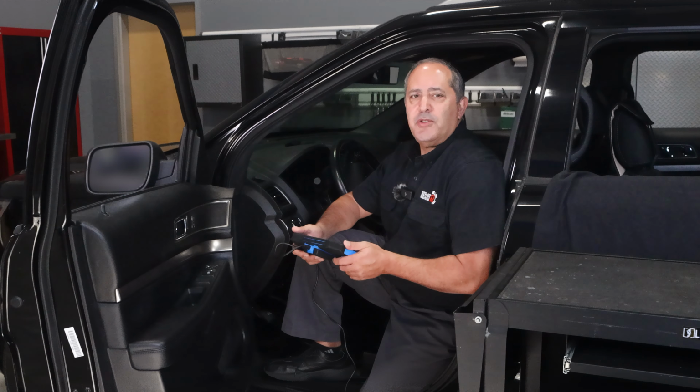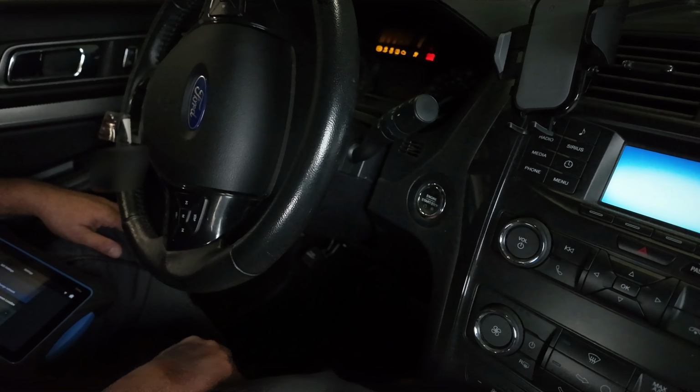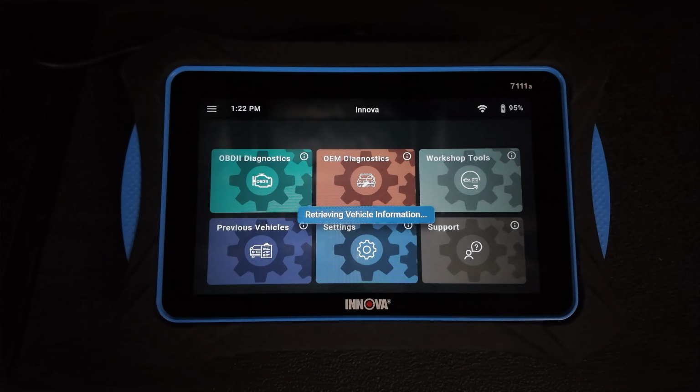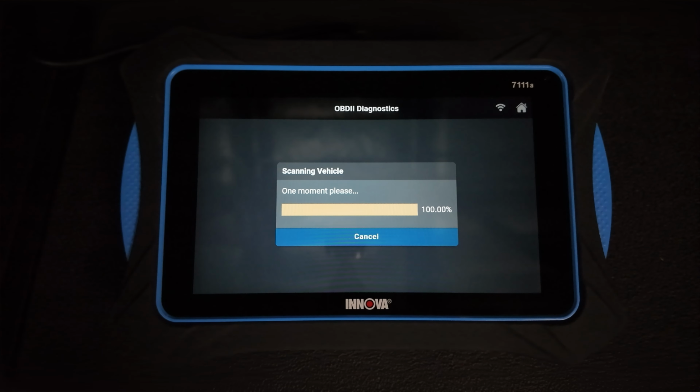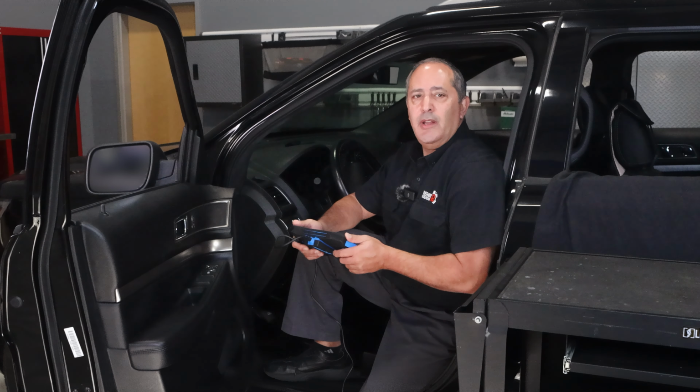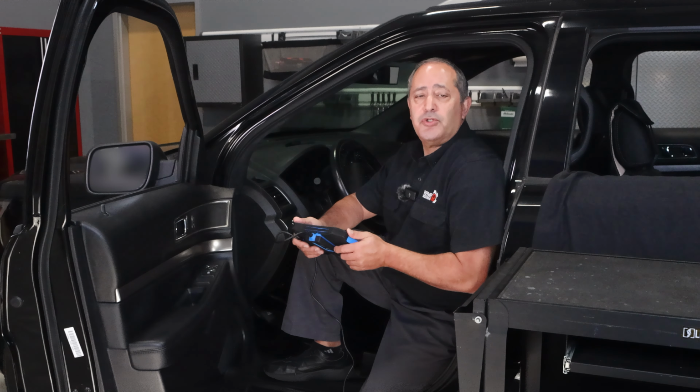After the visual inspection is done, turn the key to the on position, engine off. Use the scan tool to retrieve diagnostic trouble codes. In this case, we're dealing with the DTC P0420 Catalyst Efficiency Below Threshold Bank 1. This means the catalytic converter is not working as efficiently as it should.